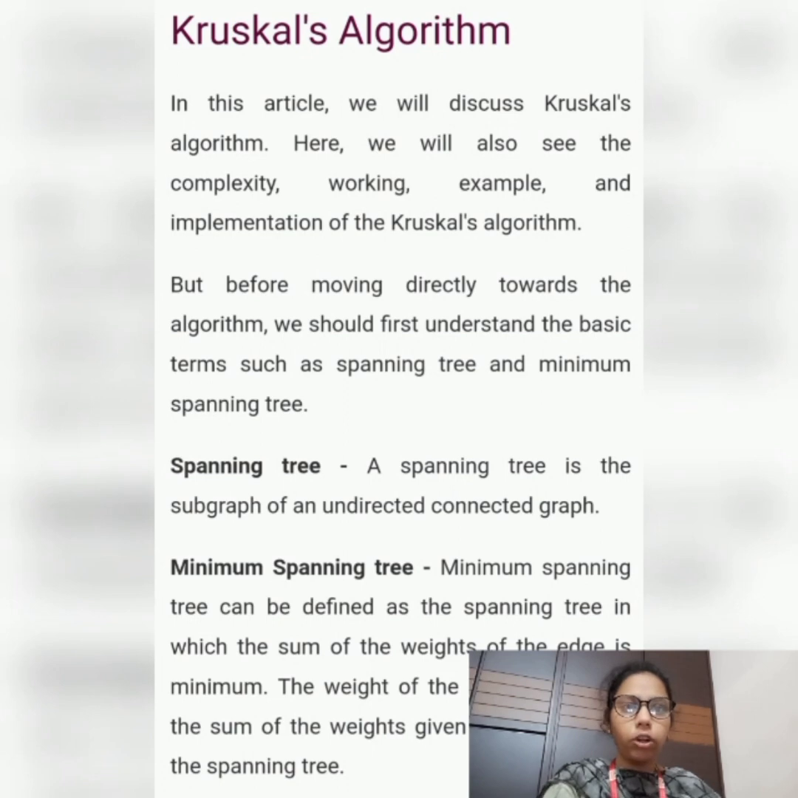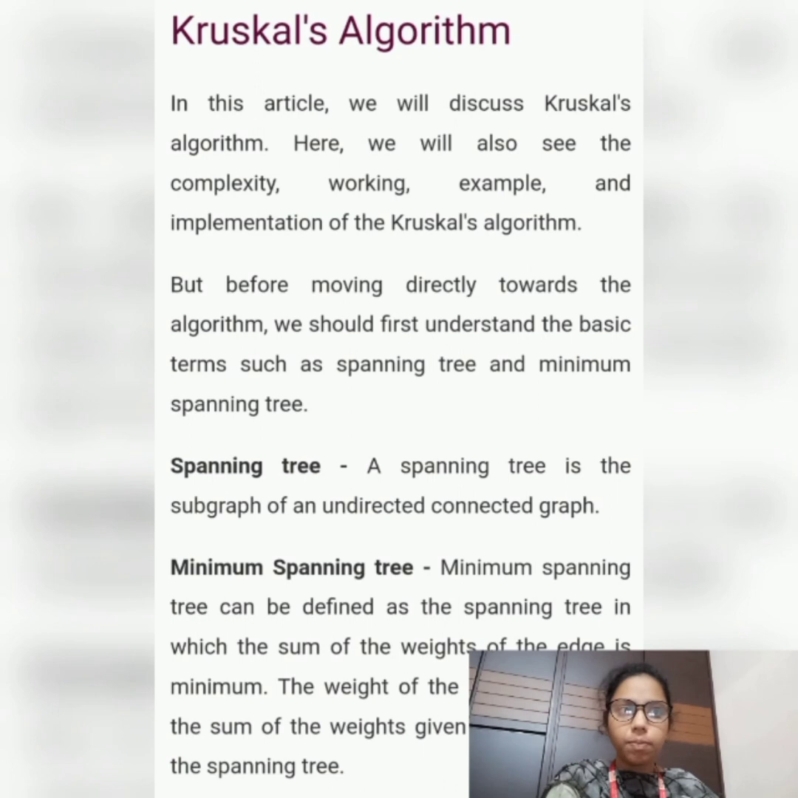21BQ1805L5. I am going to discuss Kruskal's algorithm. In this, we will also see the complexity, working and example of Kruskal's algorithm. But before moving directly towards the algorithm, we should first understand the basic terms: spanning tree and minimum spanning tree.